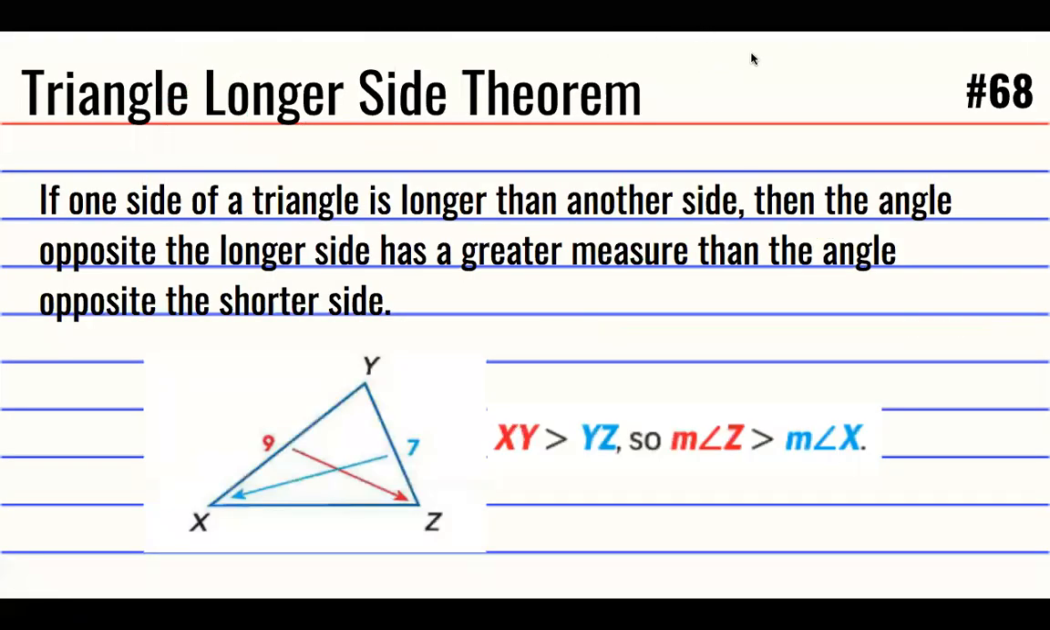So two theorems come from this. The triangle longer side theorem, which says that if one side of a triangle is longer than another side, then the angle opposite the longer side has a greater measure than the angle opposite the shorter side. So if I'm looking at this particular triangle, I see that XY is 9 and YZ is 7. So 9 is greater than 7. So the angle opposite 9, which is Z, is greater than the angle opposite 7, which is X.